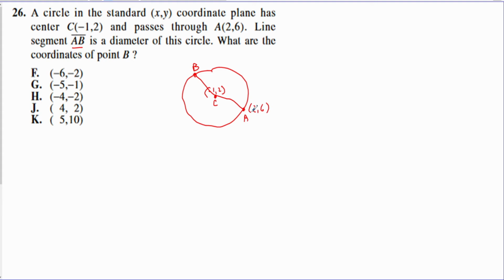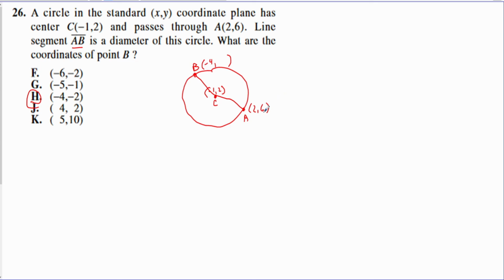If I start off with this x coordinate and I go from 2 to negative 1, I'm going to count down 3 times, right? 2 to 1, 1 to 0, 0 to negative 1. That's 3 jumps. So if I do another 3 jumps from negative 1 to get to B, I'm going to go negative 2, negative 3, negative 4. So I know B's location has to be at negative 4 comma something. And if you notice, there's only one choice for that, right? So I could stop here and say, hey, it's H, and I can move on.